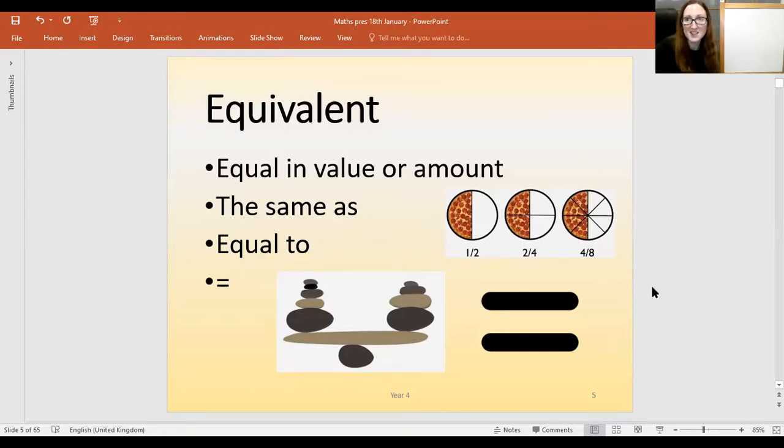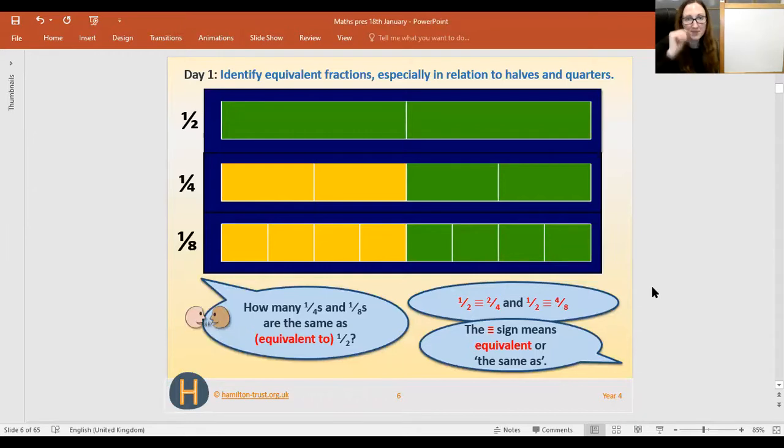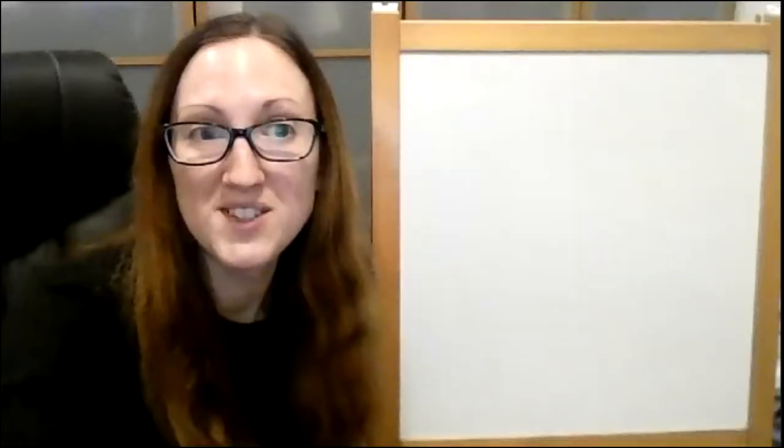Let's dive into step number 1 then, shall we? On here, I'm going to talk you through now how we're going to draw out a half with a bar model, a quarter with a bar model, and an eighth with a bar model. Now, some of you may remember how to do this already, and that's great. If you're not sure or need a reminder, then I'm just going to stop the share now and I'm going to bring you to the board.